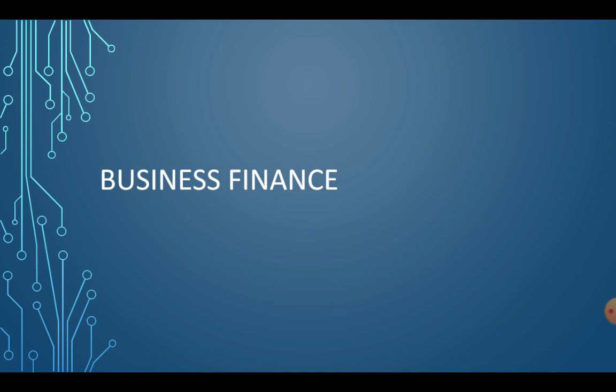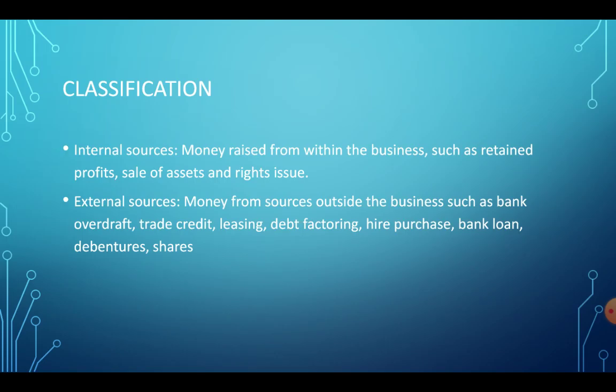When you're looking at business finance, we first need to come to a point where we classify the different ways of categorizing business finance. So the first method of categorizing business finance is on whether the money has been raised internally or from external sources. When we talk of an internal source of finance, we are talking about those methods of raising money that are carried out from within the business.